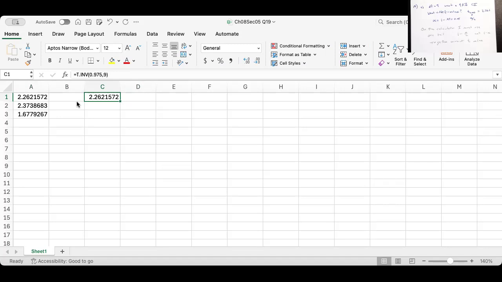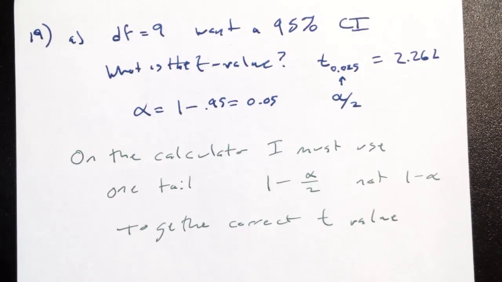Questions? I need to still get a confidence interval, right? This is just finding the t-value. Let me go back here. We just found the t-value. How do we actually make a confidence interval?